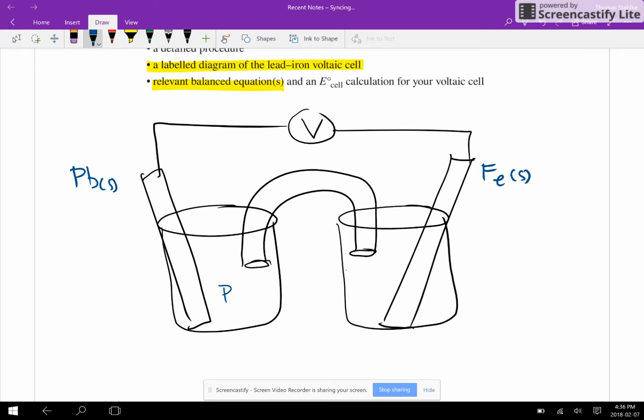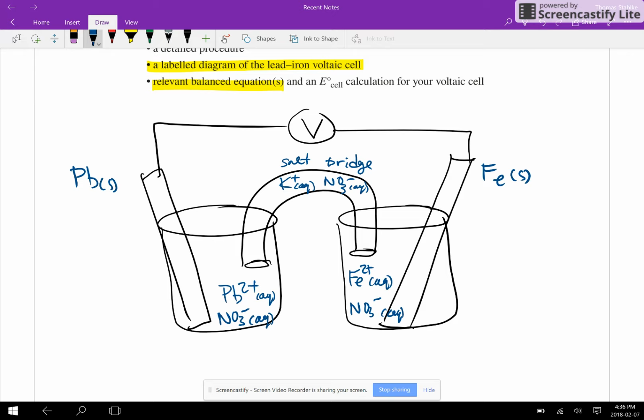So I'll just label those, and then I'll put the corresponding solutions that they're in to complete the redox couples. The lead would be in a lead solution, and it would have been brought in with an anion, something like nitrate. And the iron would have also been brought in with a nitrate ion or something that's not going to react. So I'll just write it as nitrate. And this is the salt bridge that would include something like potassium nitrate. So I'll just go K plus and nitrate. So there's the components of the cell.